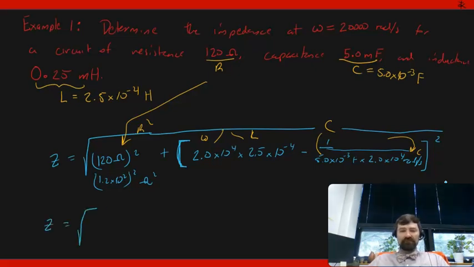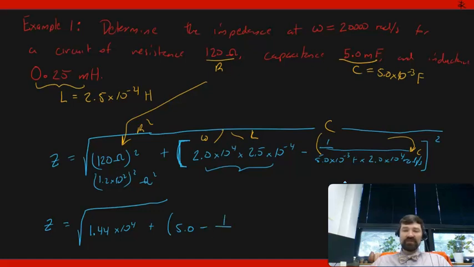Alright, so I'm looking at the square root of this first term, which is basically 1.44 times 10 to the 4. Second term here, I actually have a 10 to the 4 and I have a 10 to the minus 4, so those cancel. So I'm looking at 5 minus 1 over 5 times 10 to the negative 3 times 2 times 10 to the 4. So 2 times 5 is 10, so we got 10 to the 5, 10 to the negative 3, so that's 1 over 10 squared, all squared.